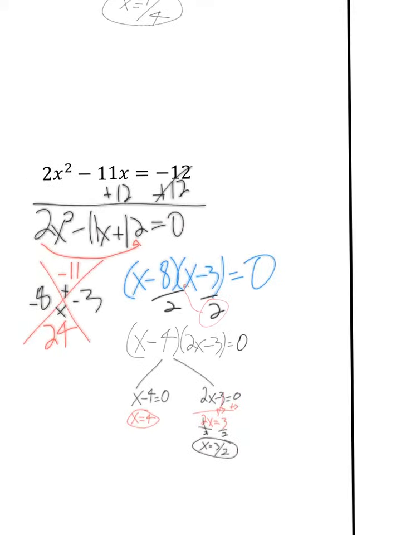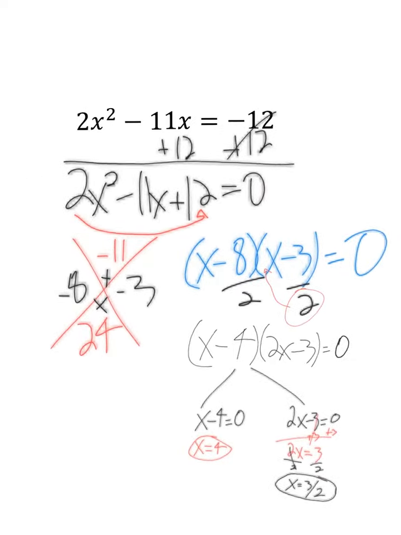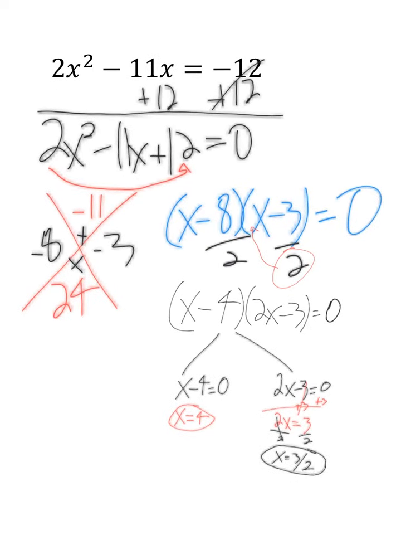And this next one is not in standard form, so I had to add 12 to the other side. And then I did 2 times 12, the front number times the back number. Factors of 24 that add to -11 are -8 and -3. And I have x minus 8 times x minus 3. And then because I had a number in front, you had to divide it out. So 8 divided by 2 is 4, and 3 over 2 didn't make a whole number, so take that bottom and swing it up front. So that made 2x minus 3 equals 0.